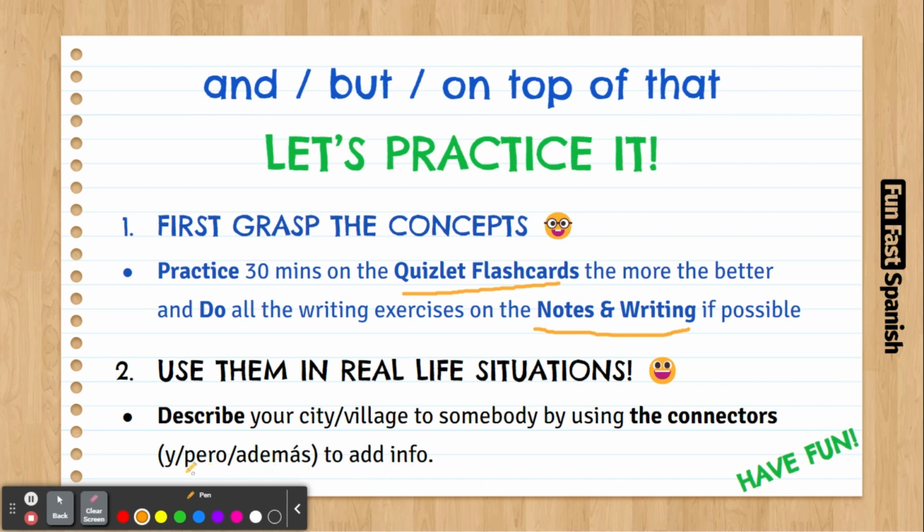And I highly recommend starting to use pero and además more instead of y, because y works for any information, so of course it will always work. But if you use pero and además, your sentences are going to have more flavor, and you're going to put contrast. It's going to be nicer. So try to practice the expression pero and the expression además, especially.